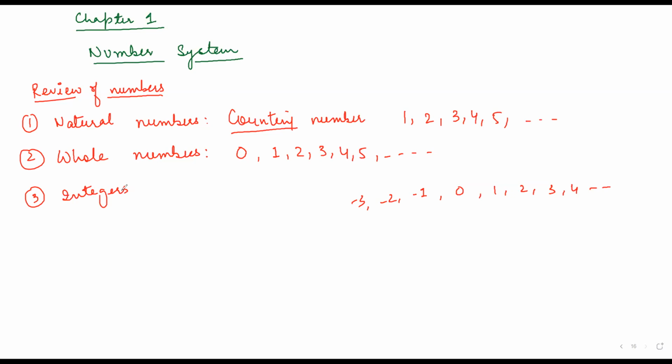So integers basically include negative numbers and positive numbers. If we combine them together and add 0, it will be called integers. Now, if I want to summarize this much, how will I summarize here?